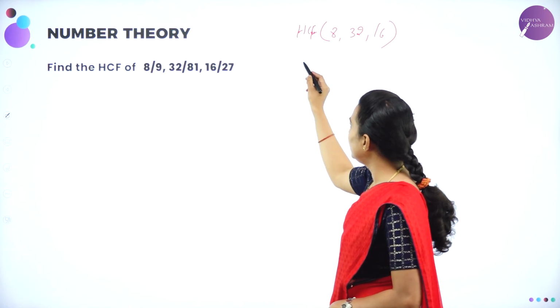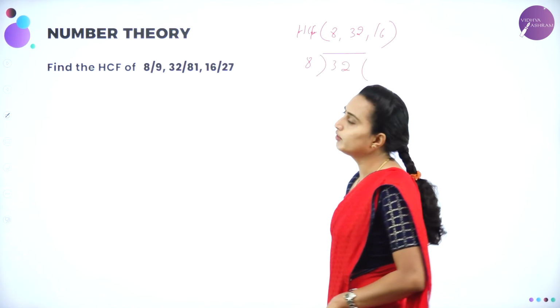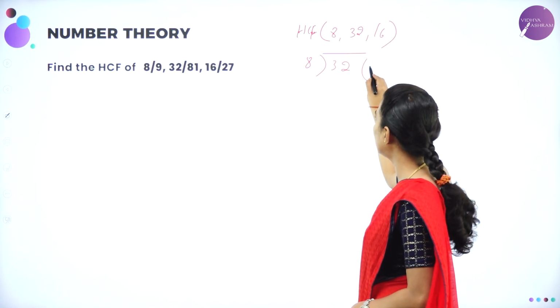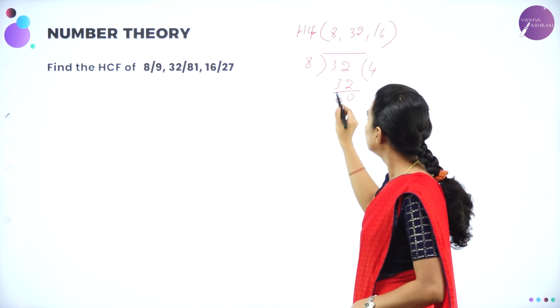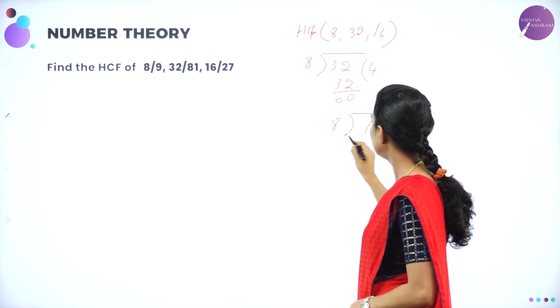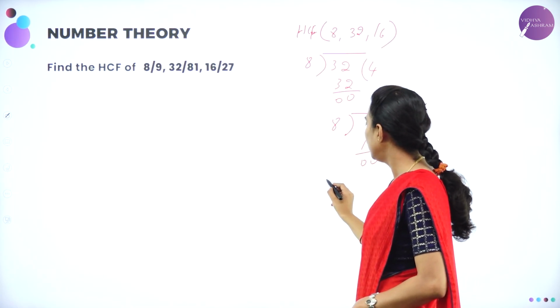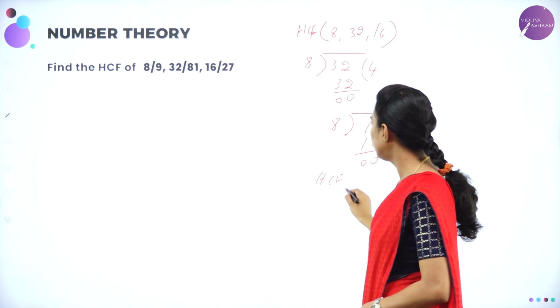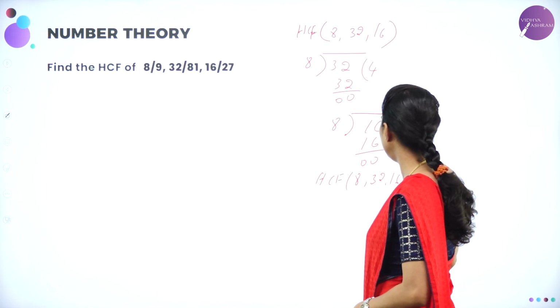So you are going to have 8 and 32 first, correct? Now if you divide, 8 4s are 32. So 0. Again divide 8 and 16, correct? So you are going to have 8 2s are 16, which will be 0. So HCF of 8, 32 and then 16 will be 8, right?